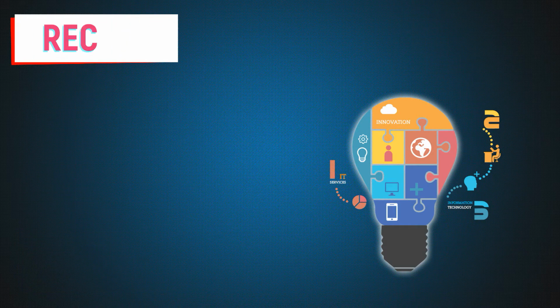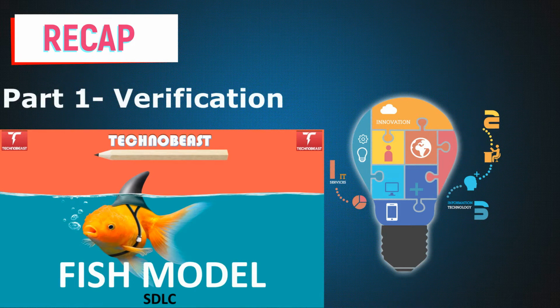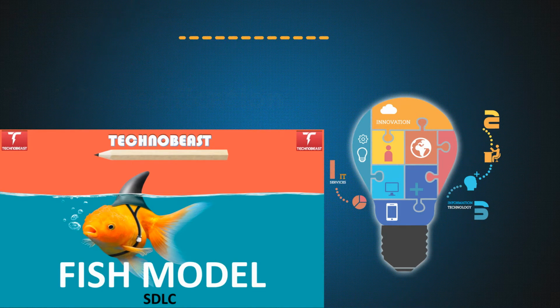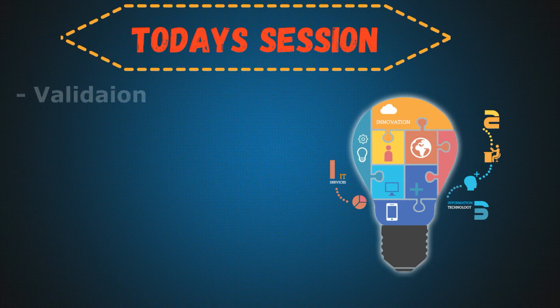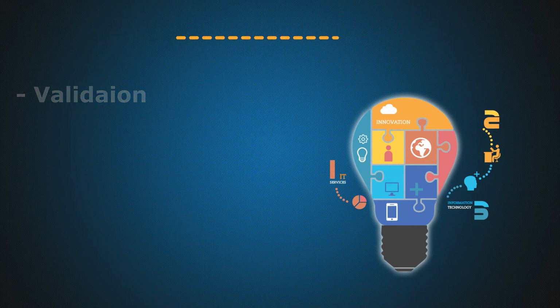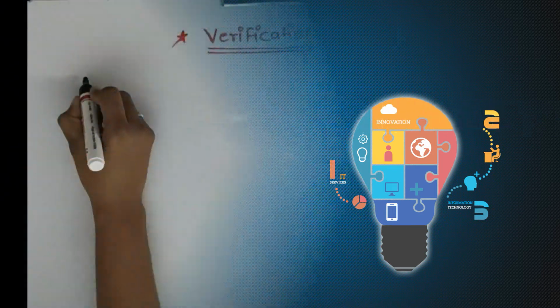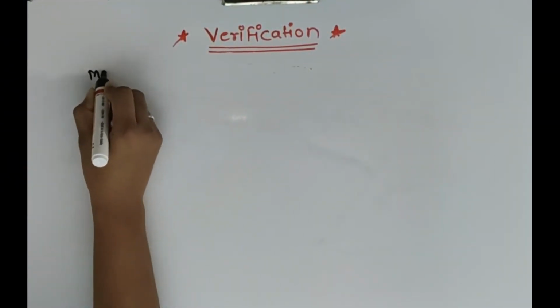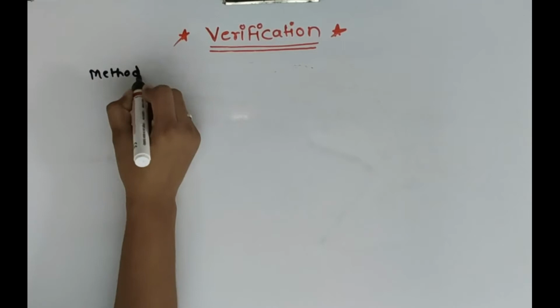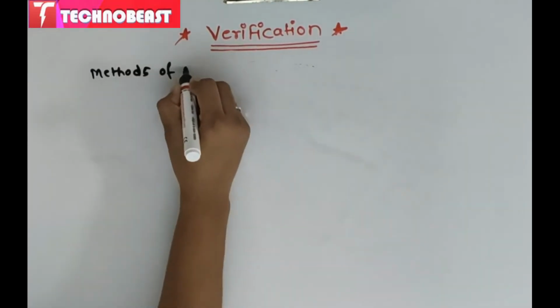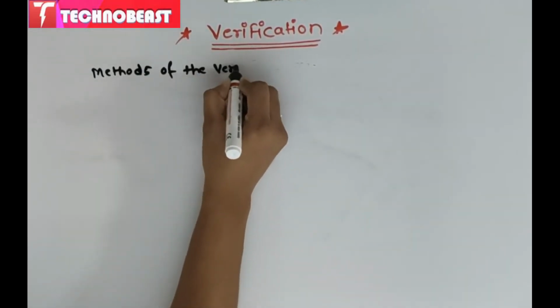As we saw the verification part of the V model in our previous video, now in today's lecture we talk about the other part of the V model, which is validation. But before moving towards validation, we'll first focus on the methods of verification and the advantages of verification. So let's begin. Now we are going to see the methods of verification.